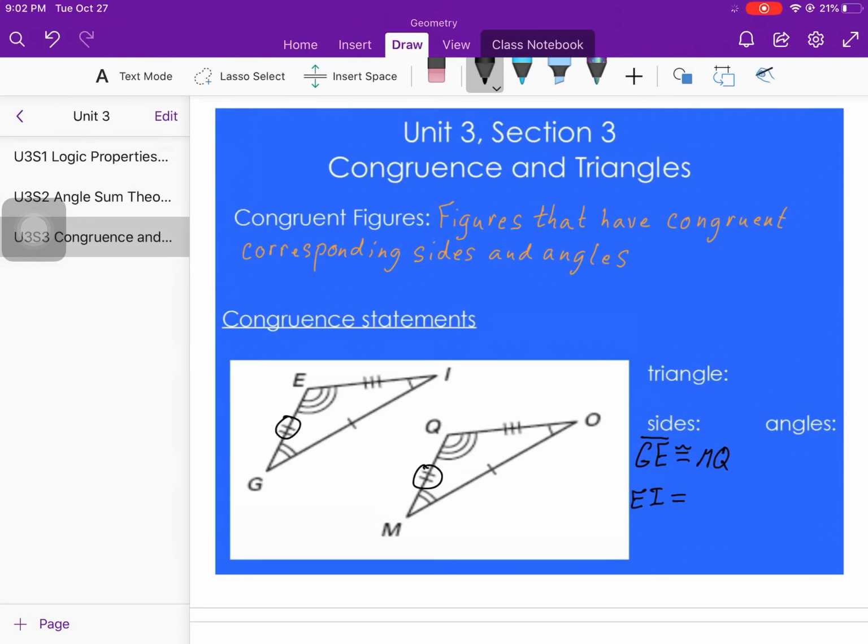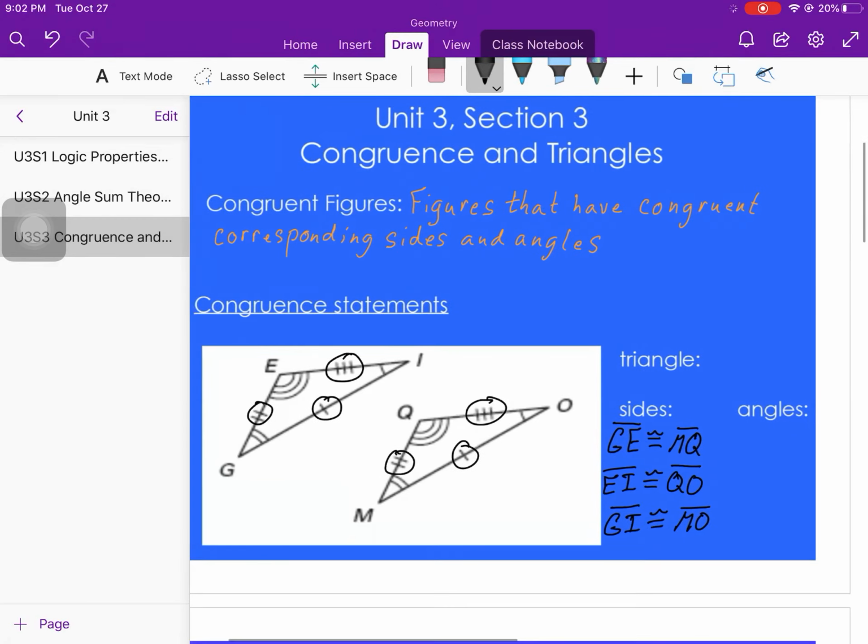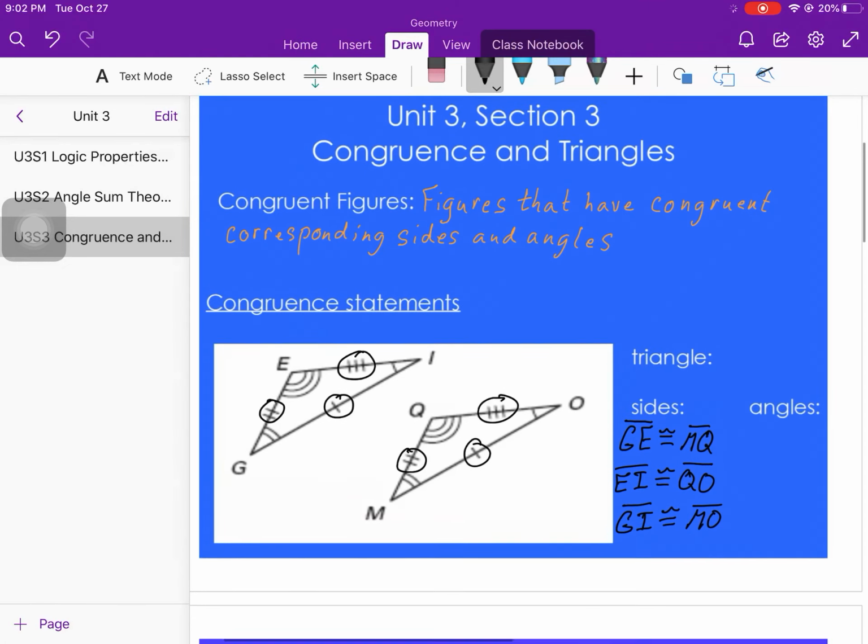Now we're going to go to EI. That is congruent with QO, because that has triple tick marks for both. And then lastly, we have GI is congruent, I should put my lines over top, GI is congruent with MO. The single tick marks go together.